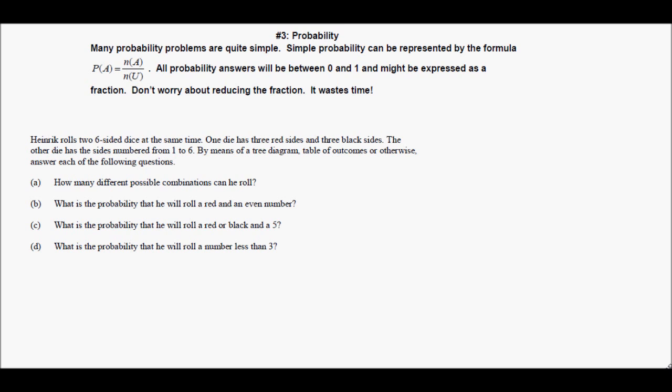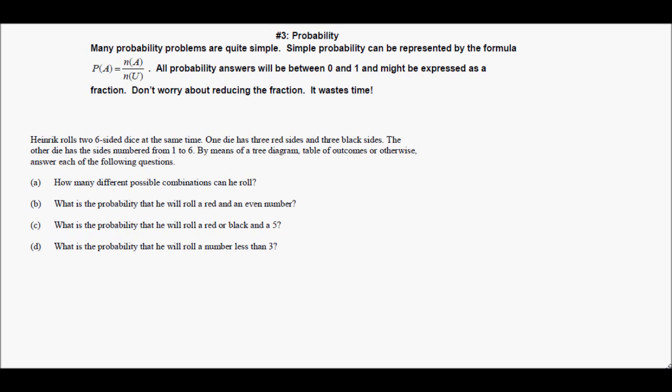Many probabilities are actually quite simple. Simple probability can be represented by the formula, the probability of A equals the number of A over the total number. All probability answers will be between 0 and 1 and might be expressed as a fraction. Don't worry about reducing the fraction. That's one thing where kids make some mistakes. They get the right initial fraction, then they reduce it wrong, and it's just a waste of time.